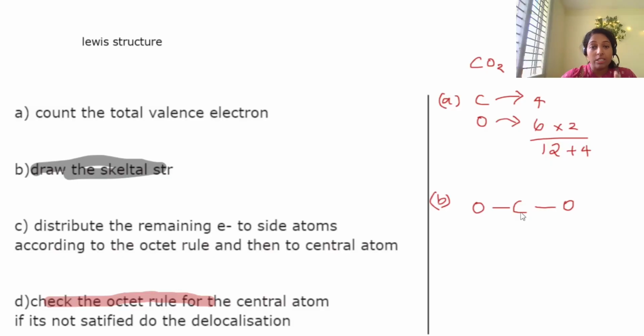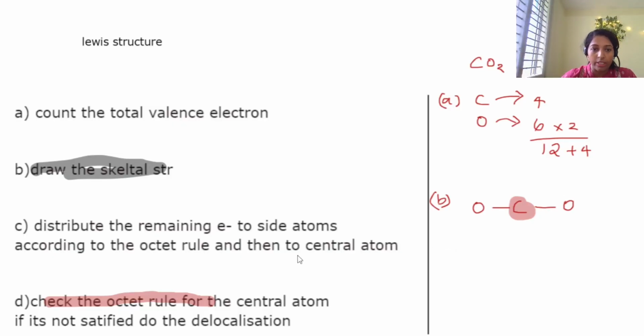Okay. So which is the central atom? That may be the question or the doubt. In CO2, two oxygens are there and one carbon. Usually the least electronegative atom will be the central atom. Carbon is less electronegative than oxygen. So usually the less electronegative atom will be the central atom. So oxygen and oxygen are connected to this carbon. Okay, so that is what we mean by skeletal structure.